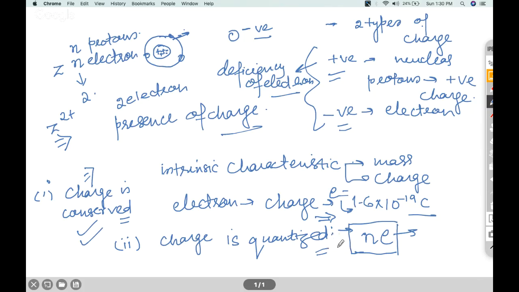So charge quantized means the charge of any object would always be an integral multiple of E. Why will it be an integral multiple of E? Because the number of electrons which will be moving freely inside a particular object will always be in integers, and that is why charge quantized means n E. So I hope you understood this.